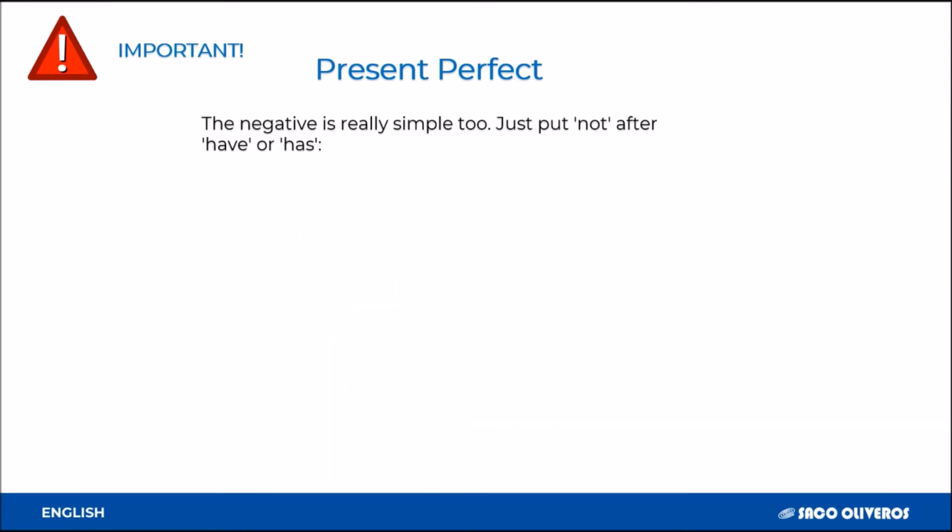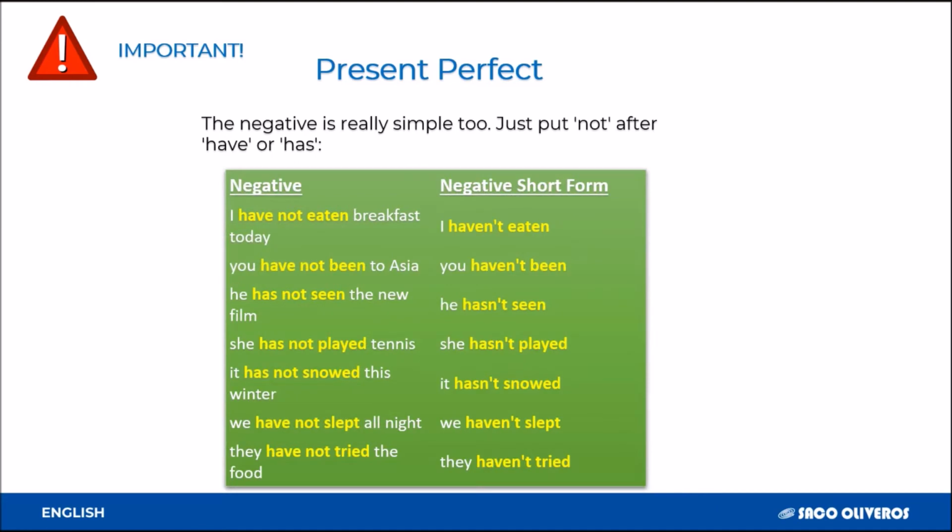The negative is really simple too. Just put not after have or has. And here we have some negative examples. I have not eaten breakfast today, but we also have a short form for this sentence. I haven't eaten. As you can see, the auxiliary have and the negative have contracted. You have not been to Asia. You haven't been to Asia.